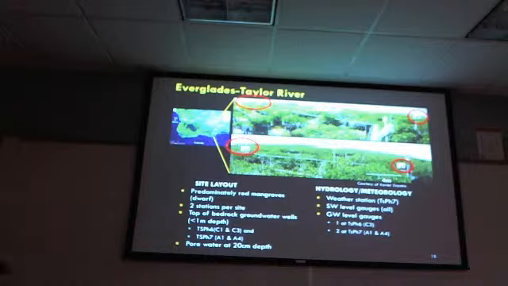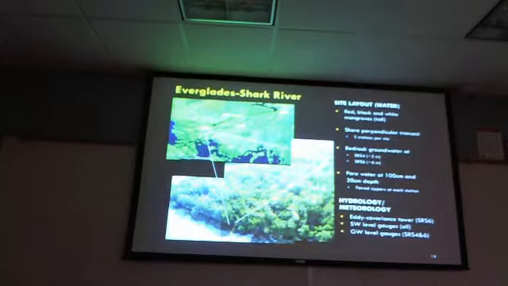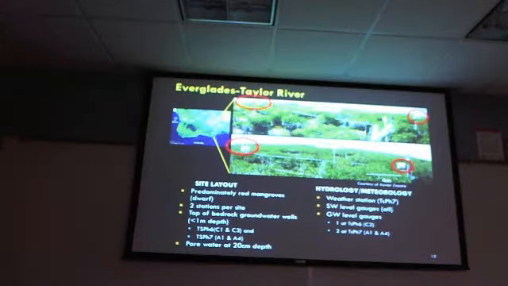And then we go to Taylor River, a completely different environment in the sense of the size of the mangroves. If you look at Shark River, these mangroves are maybe in excess of 30 meters, 20 meters, and I'm taller than these mangroves. So you can see a really big difference between the two.